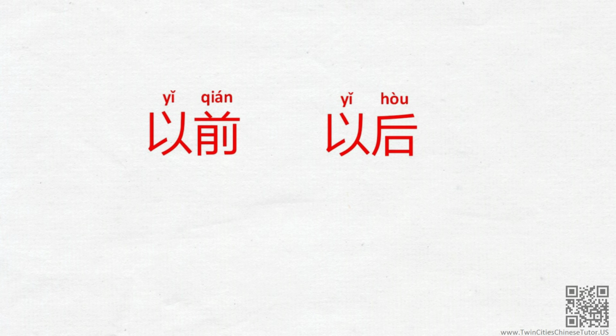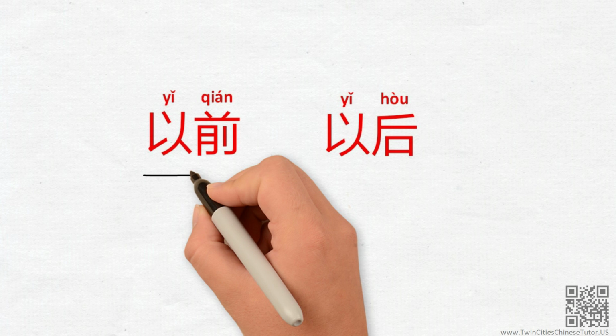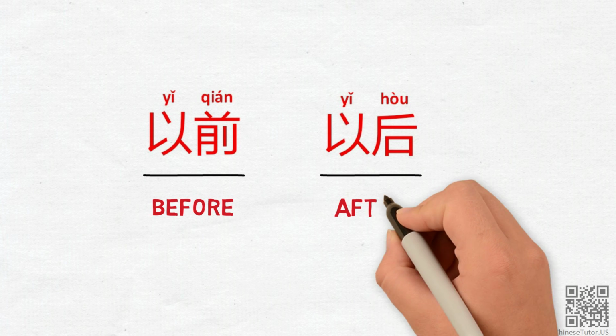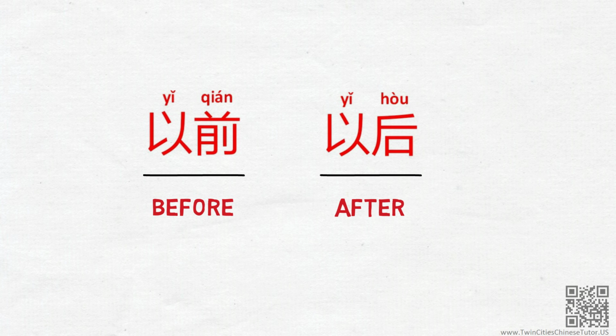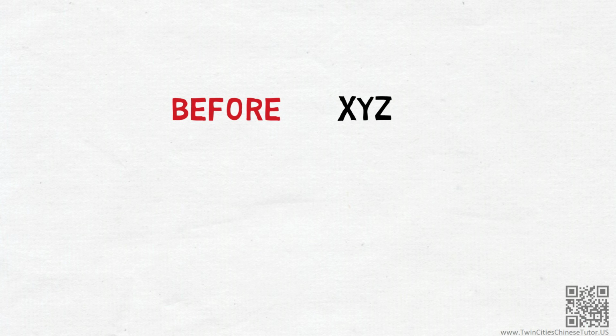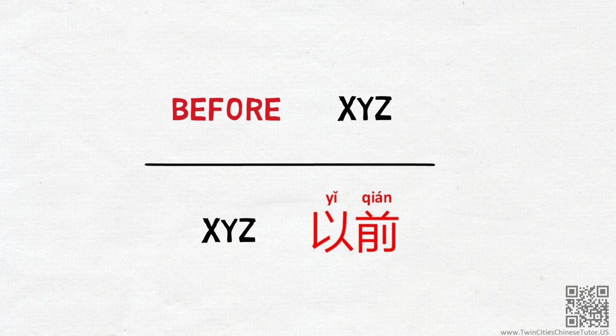and 以后. In a lot of textbooks, the meaning of 以前 and 以后 are often translated as before and after. However, the way we use these in Chinese might seem quite funky to English speakers at first. Here is why. When you want to say before XYZ in Chinese, using 以前, we need to change the order and say it as XYZ 以前.